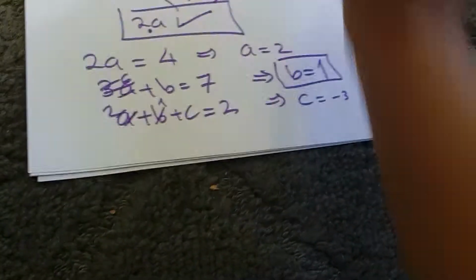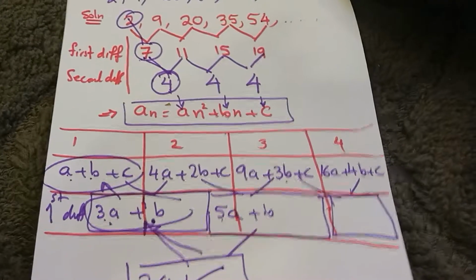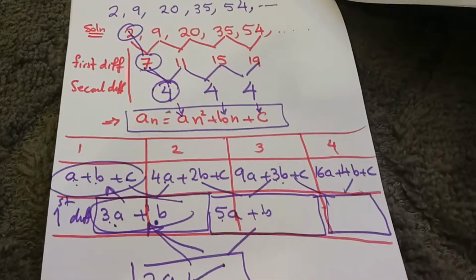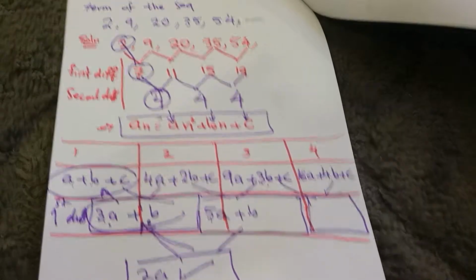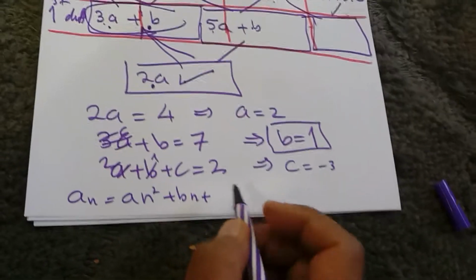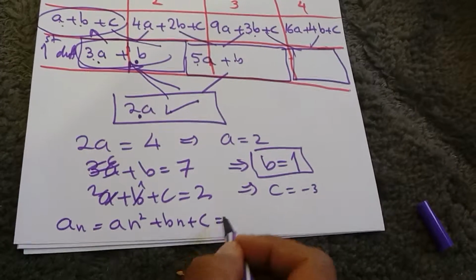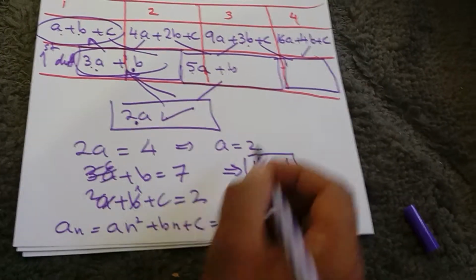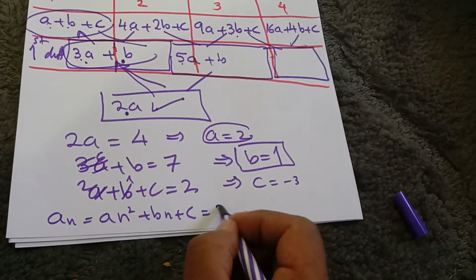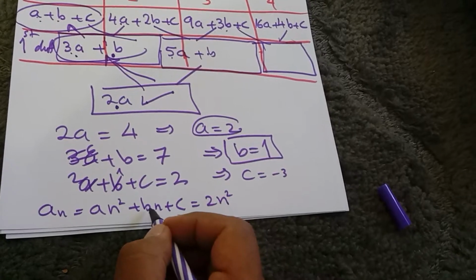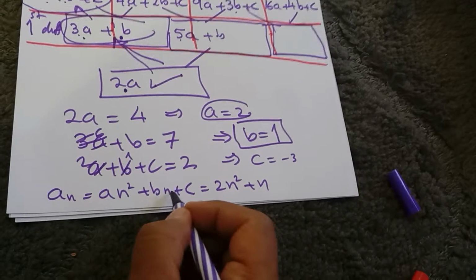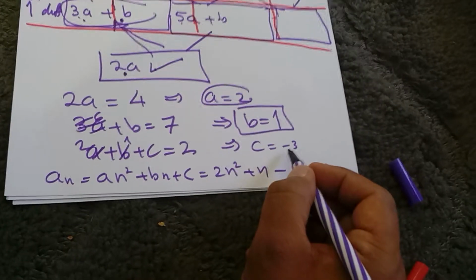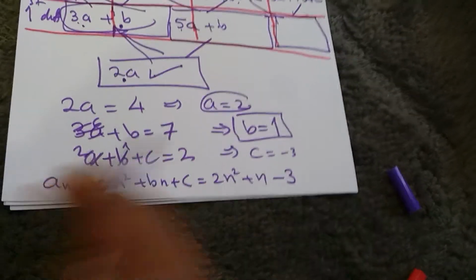Now the general formula: you have a_n equals a n squared plus bn plus c. You just substitute for a, you find it 2, so this is 2n squared, and you find b equals 1, so that is just n. That's 1 times n, which is n, and you find c equals -3, and that's -3.